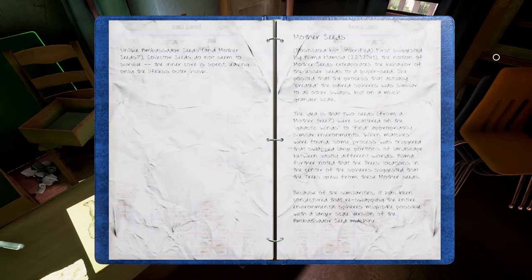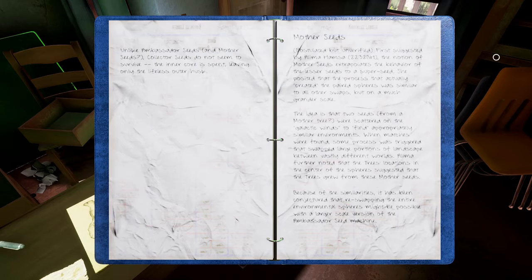Mother seeds. Postulated but unverified. First suggested by Alima Hamsa, 2232 BH. I'm assuming that's before Hunrath. The notion of mother seeds extrapolates the behavior of the lesser seeds to a superseed. She posited that the process that actually created the paired spheres was similar to all other swaps, but on a much grander scale.